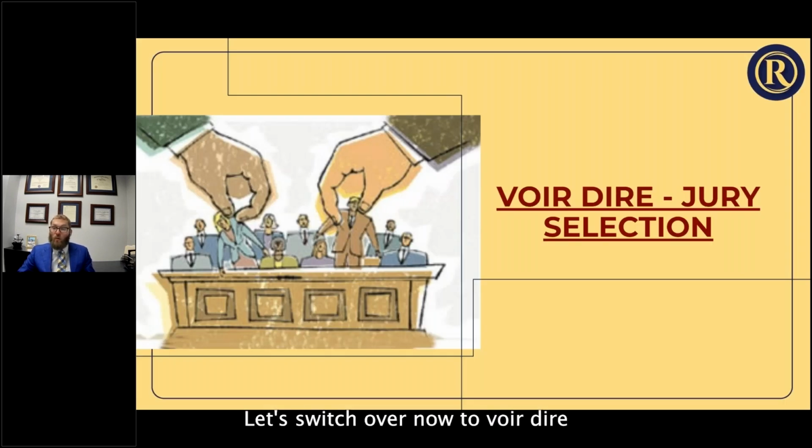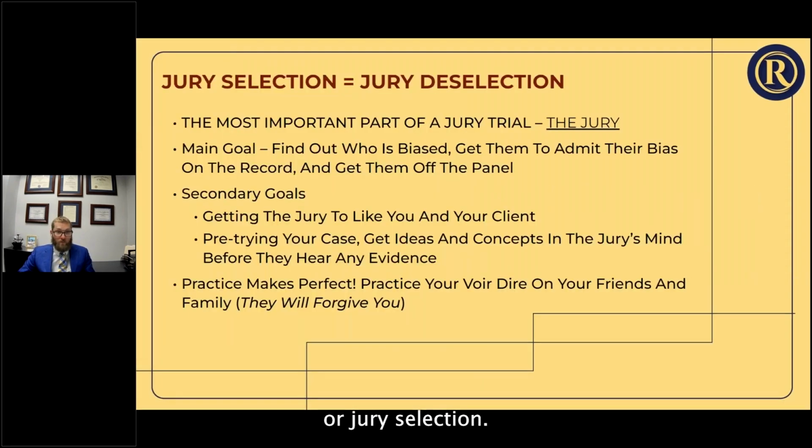Let's switch over now to voir dire, or jury selection. So, jury selection or jury deselection. This is the most important part of a jury trial. That's why we call it a jury trial, because it's the jury.